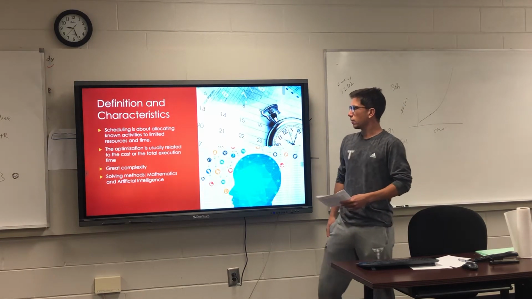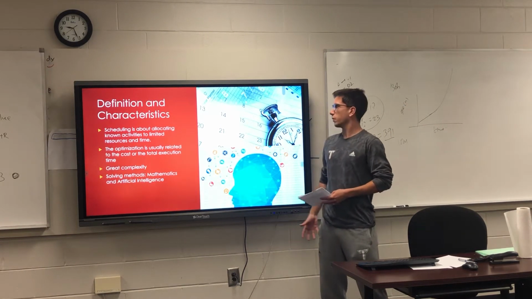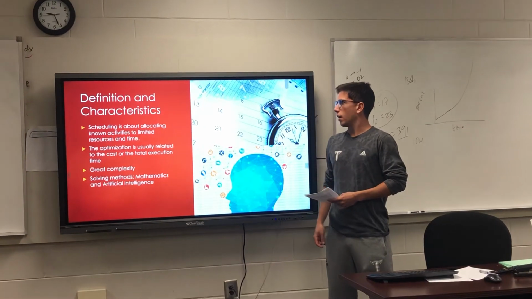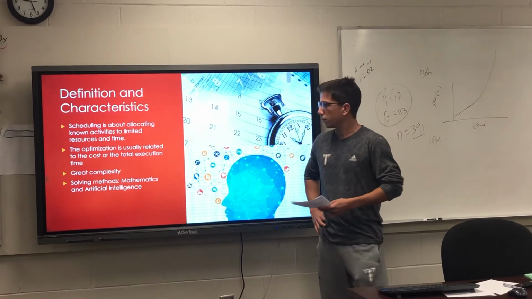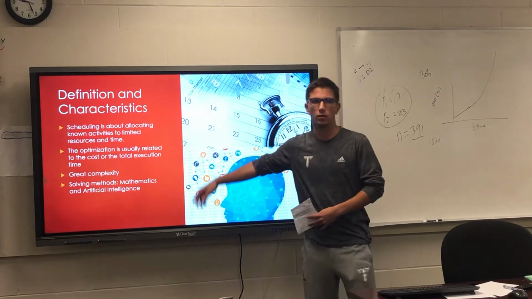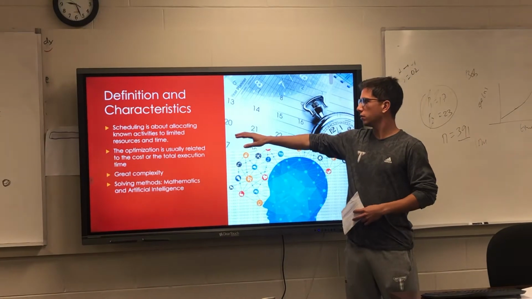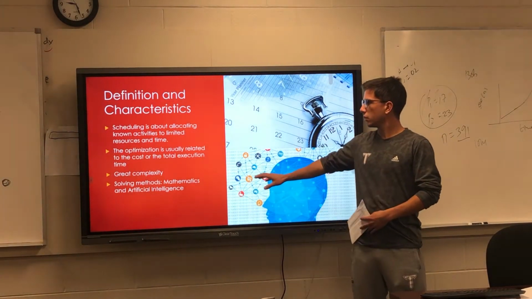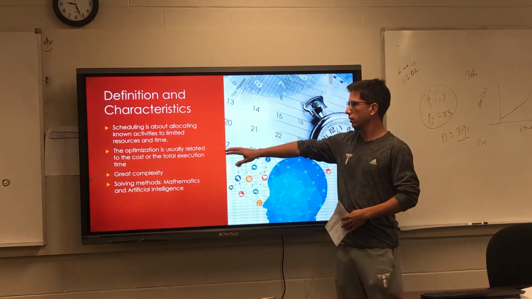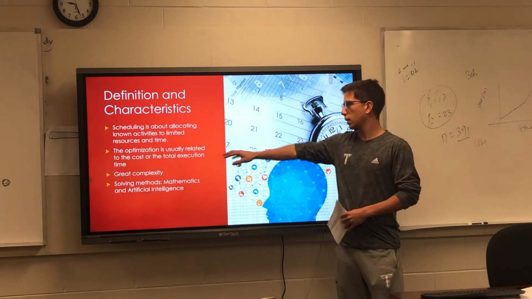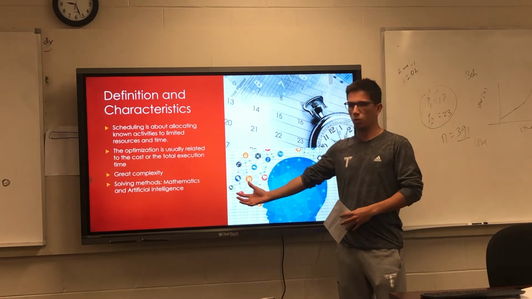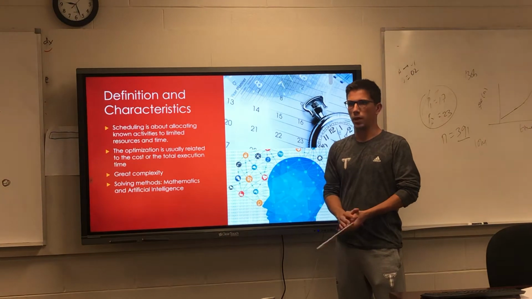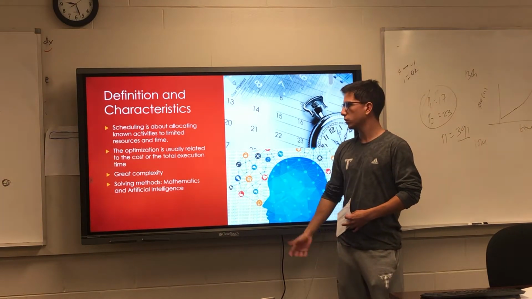So basically, scheduling problems consist of organizing in time the execution of tasks that share a finite set of resources. It consists of allocating known activities to limited resources and time. The optimization is usually related to the cost and the total execution time of the problem. So we need to know what we are working for and what our limitations are, and combine them to get a good solution.